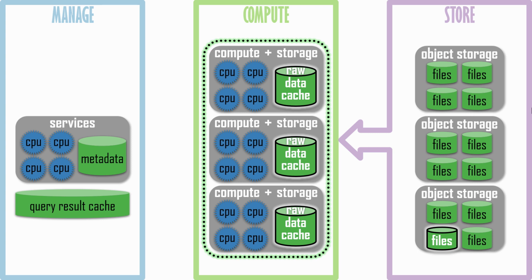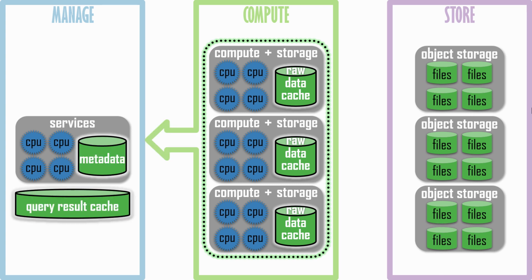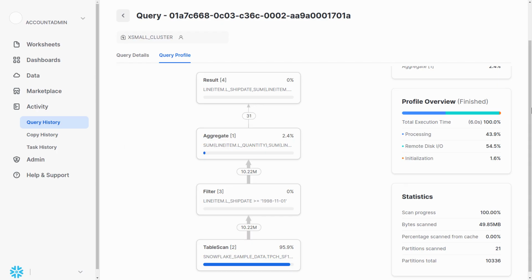Now that the data is local to the compute cluster, it can process the query and send the results to the management layer, which sends them to the user, stores them in the result cache, and logs query statistics into the metadata database. Back in the Snowflake interface, we can examine the query history.